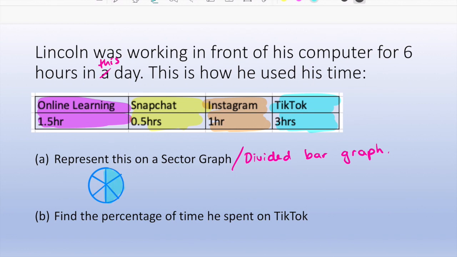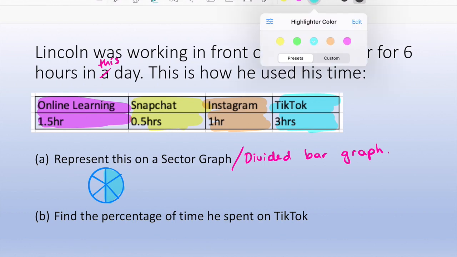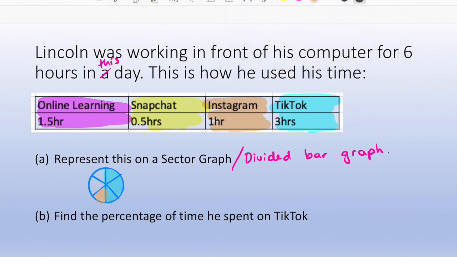So I'm going to color 3 parts of the pie graph. Then Instagram is 1 hour, so that's there. Now, Snapchat is half an hour. So I'm going to put an extra line here. I'll do it a different color so you can see it. I'm going to split that in half. Snapchat, he didn't really spend that much time on. So we'll color him in there. And he spent 1 hour and a half on online learning. So it's one piece plus another piece, all right? So that's representing his time on a sector graph.